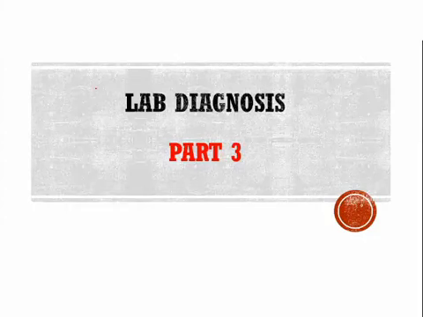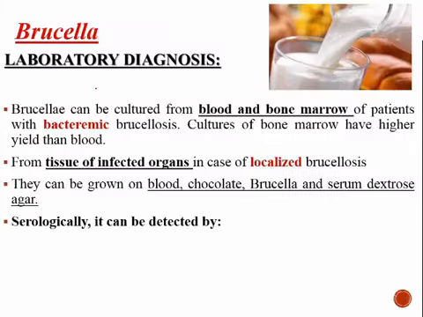Now we are going to talk about lab diagnosis of gram-negative bacteria. The first one is Brucella. Brucella is a genus, and under this genus there are many species. We are not going to mention the names of the species, but we are going to deal with Brucella as a genus. This bacteria usually lives in animals.